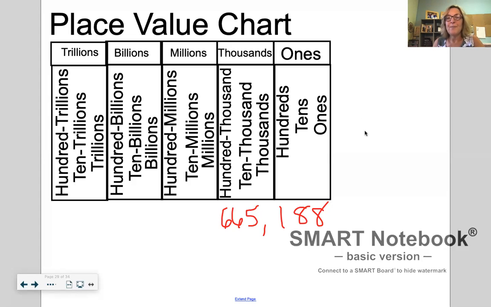So let's try this one. Same idea. You start with the largest period, which happens to be thousands. We read how many there are. 665,188.